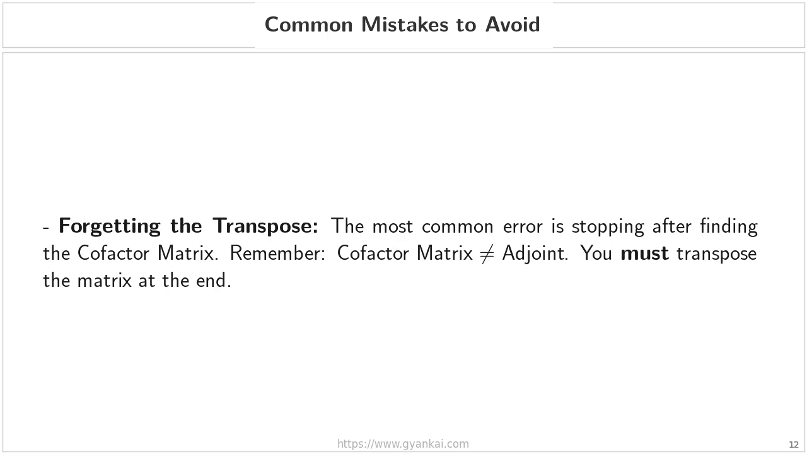First, the most frequent mistake I see is forgetting the transpose. It is very tempting to finish calculating all those cofactors, arrange them into a matrix, and think, done, I've found the adjoint. But remember, the cofactor matrix is not the same thing as the adjoint. You must perform that final step of swapping your rows and columns to get the transpose. If you skip this, your final answer will be incorrect.